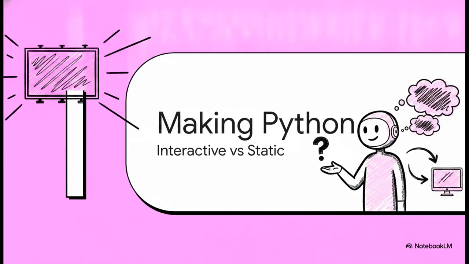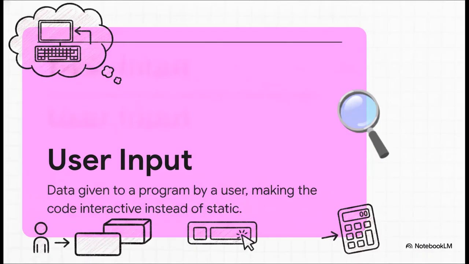Section 1. Making Python listen. Interactive versus static. Look, static code is perfectly fine for basic tasks, but interactive code, that is where the absolute magic happens. It's kind of like the difference between a billboard that just displays a static message and a helpful assistant who actually asks what you need and then goes and gets it for you.